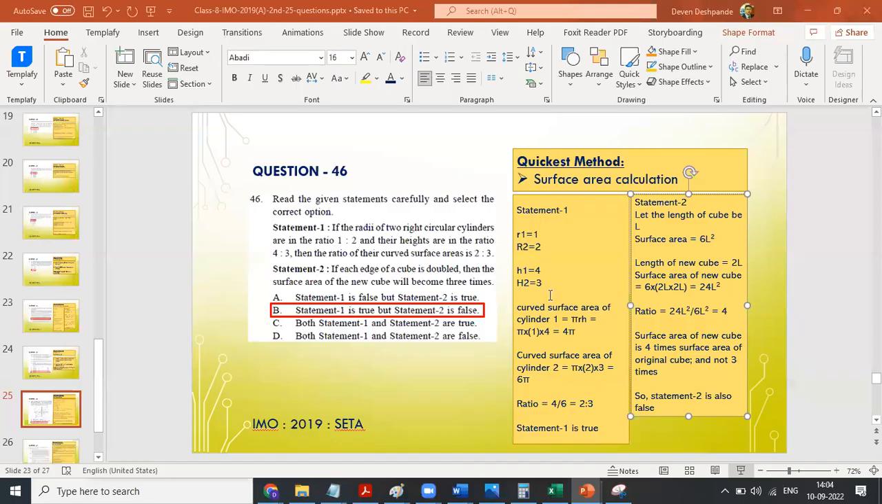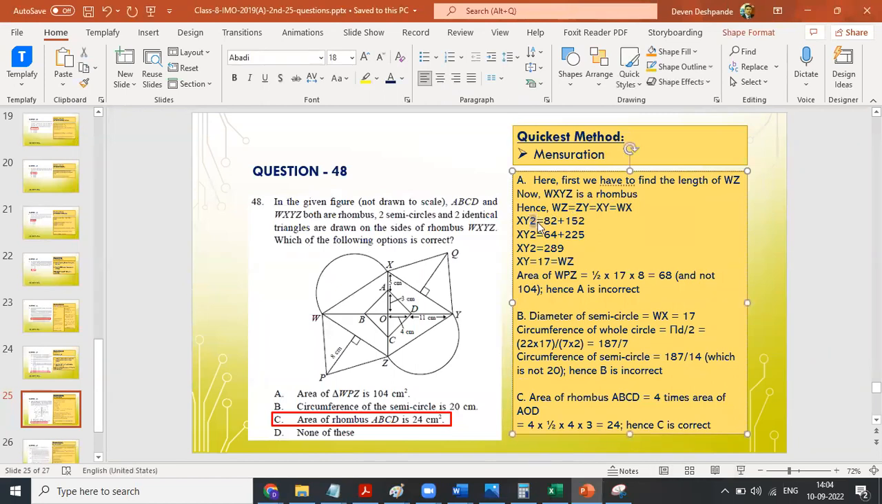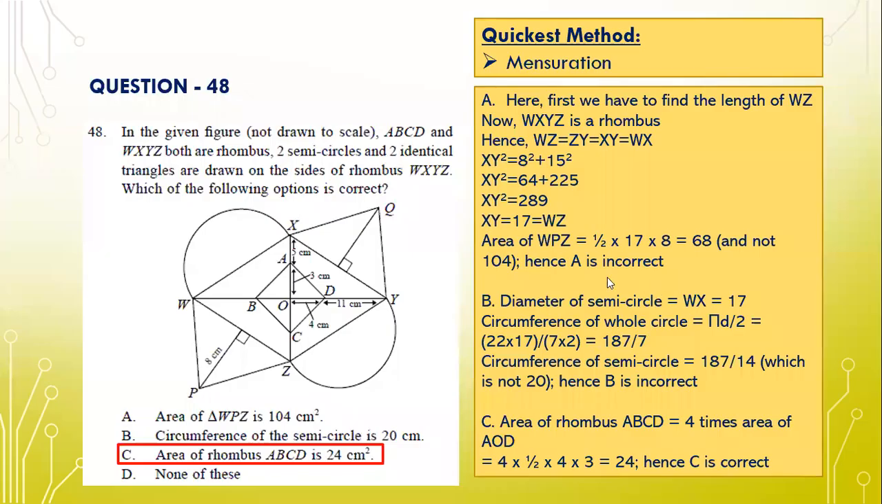So XY square is equal to 8 square plus 15 square. So XY square is equal to 64 plus 225. 15 square is 225. XY square is 289, isn't it? So what is XY? Square root of 289 is 17. So if XY is 17, what is WZ? WZ also is 17.